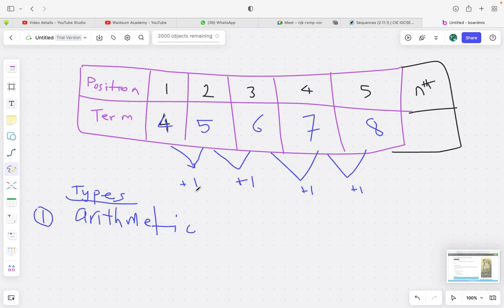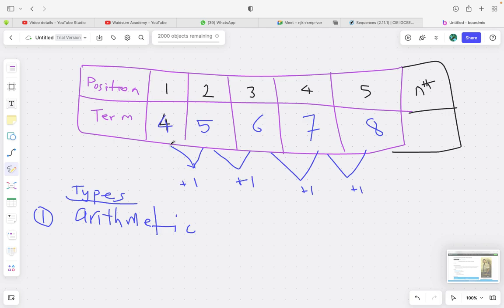Okay. Plus or minus of the same number. The difference between them, the term to term rule, is either plus 1, plus 2, or plus 3, and it's the same. Plus 2, plus 2, plus 2, plus 2, plus 3, plus 3, plus 3, or minus 3, minus 3, minus 3, minus 3 is the same. So this type of sequence, if it's increasing, it will be plus a positive number, plus 2 or plus 5.